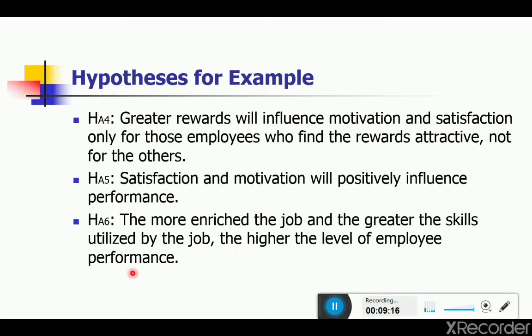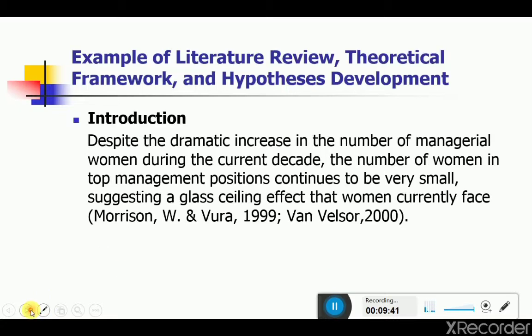performance. Now look here, performance is again your dependent variable, that is the output, and here I have job enrichment and skill utilization. The dependent variable is performance, it depends upon the job enrichment. So therefore it says the more enriched the job, the greater the skill utilized by the job, the higher the level of employee performance as well. Hope inshallah a bit of the idea will be clear.